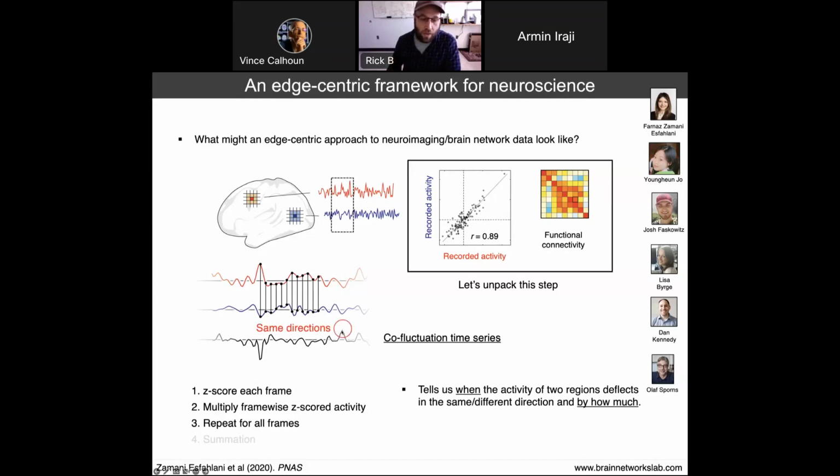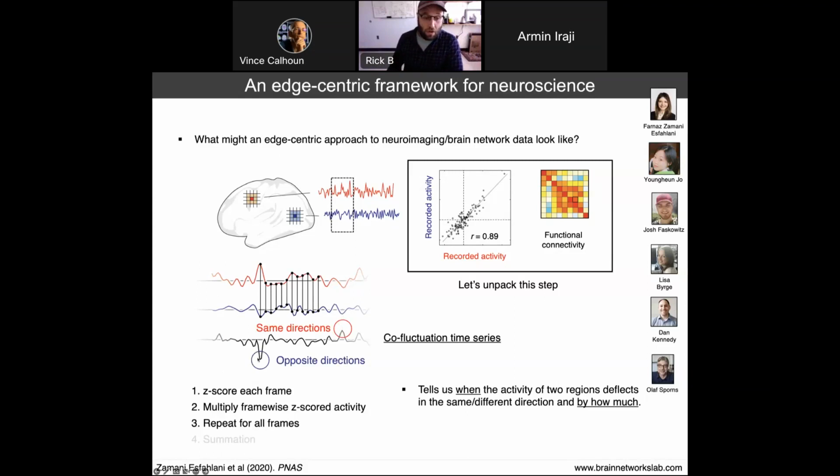Here's an instant when the cofluctuation time series has a big positive value. Why is it big and why is it positive? Well, because at that instant in time, the red and blue time series are both deflecting in the same direction and by a pretty sizable amount. So when we multiply the two together, we get a big positive value. It indicates that those two regions are deflecting in the same direction and by a big amount.